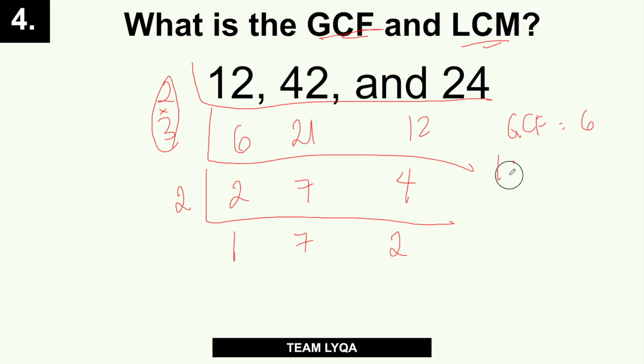Kaya ang magiging LCM nito would actually be 2 times 3 times 2. So we have 6 times 2 is 12. And then times 7, which is 84. And then times 2 uli siya, that is 168. Okay, so the LCM is 168.